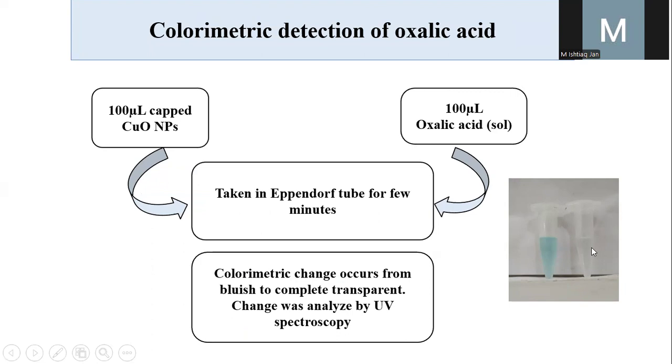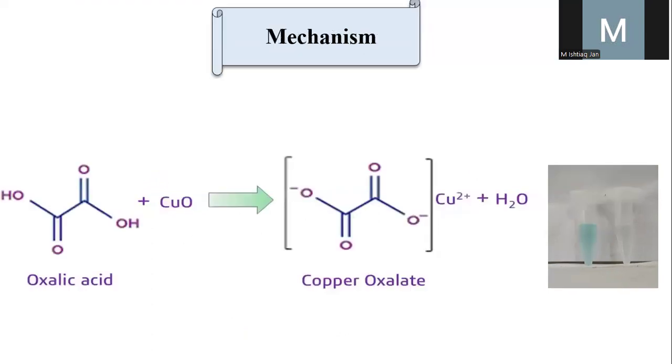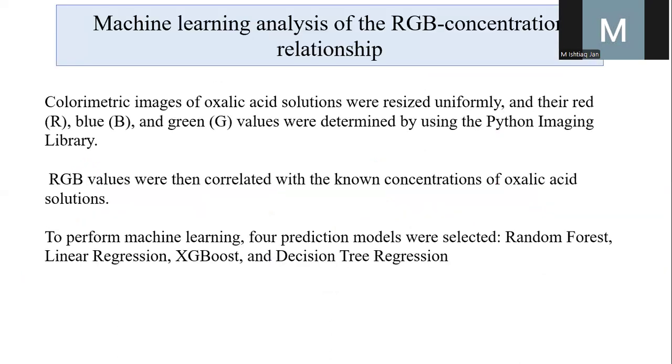We have also checked the absorbance of the color through UV-visible spectroscopy, and we found that the absorbance has been reduced. This is the mechanism in which the copper oxide mixes with oxalic acid and makes copper oxalate and loses, or reduces, its color intensity. This reduction in color intensity can then be used for the quantification of oxalate or oxalic acid.